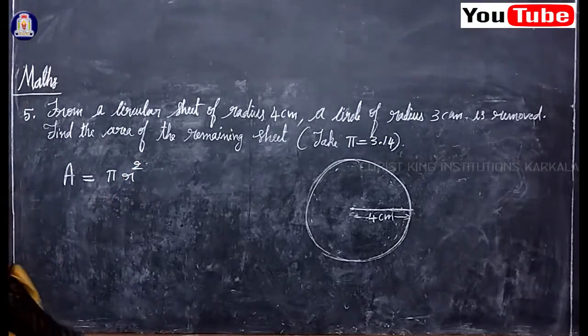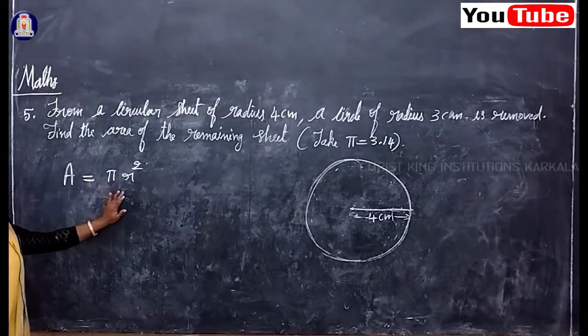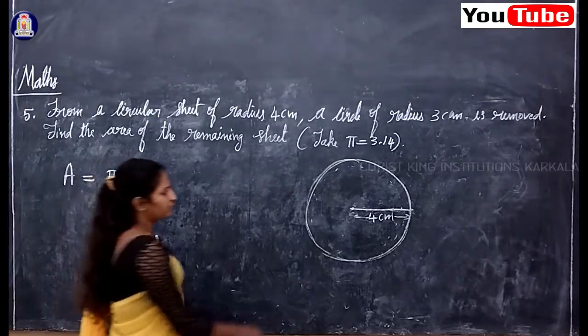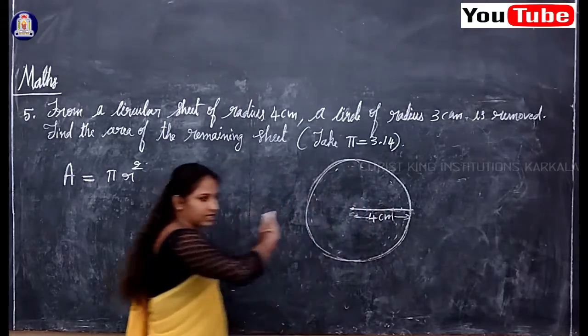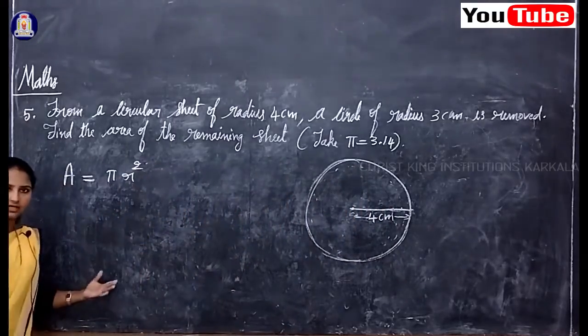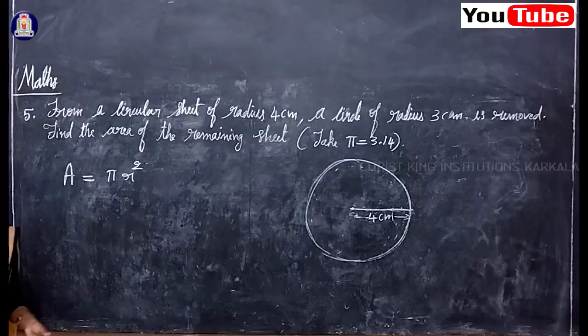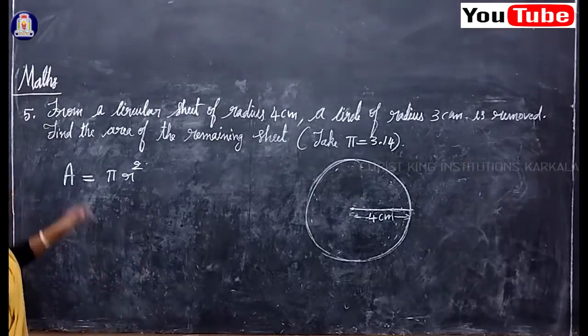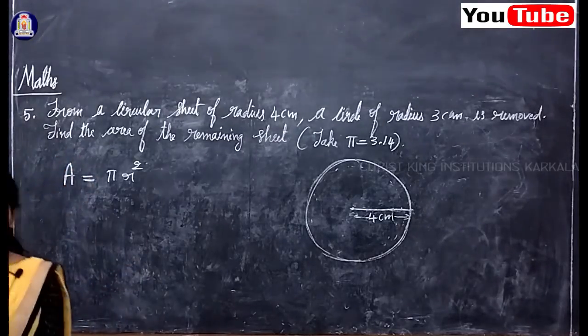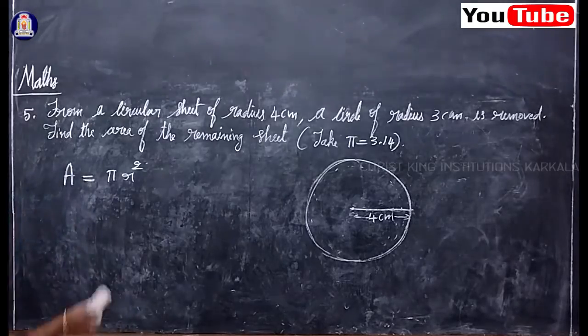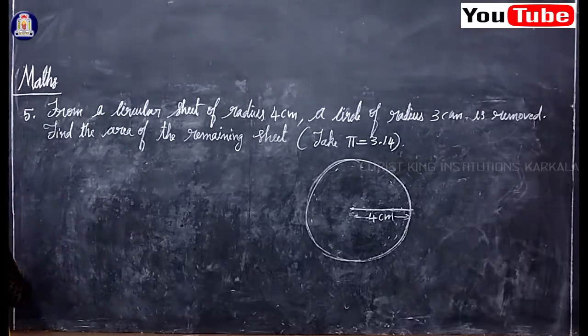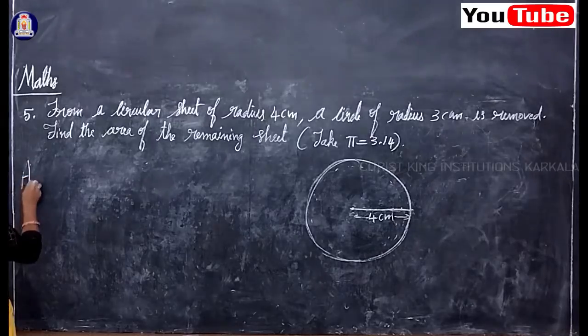Or else separately, you can find the area of the larger circle, and similarly find the area of the smaller circle. Then from the larger circle you subtract the smaller circle, and the remaining is the area of the remaining sheet. Clear? So we'll do it directly. We want to find the area of the remaining sheet.